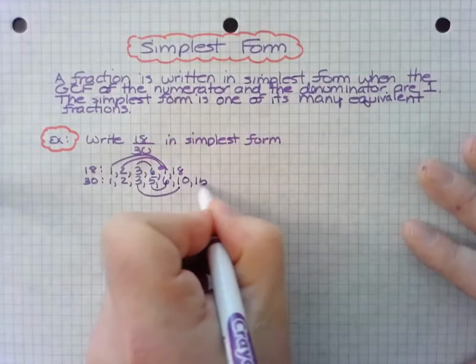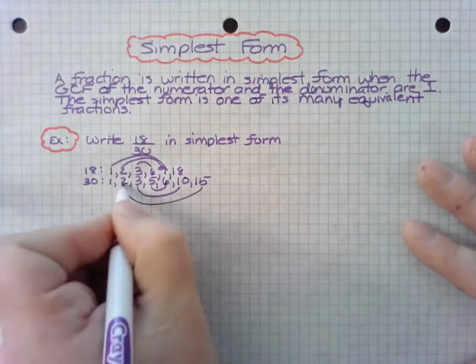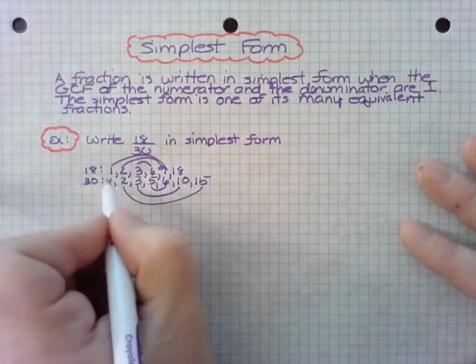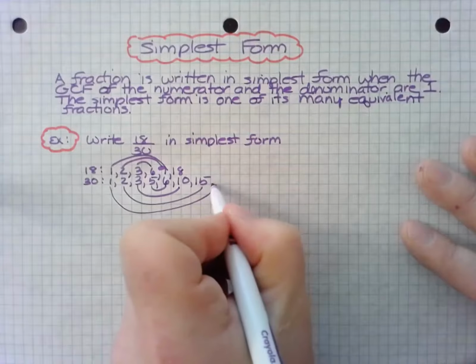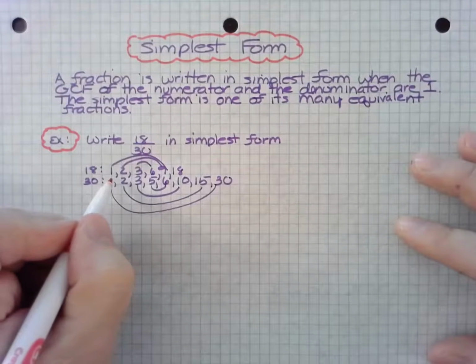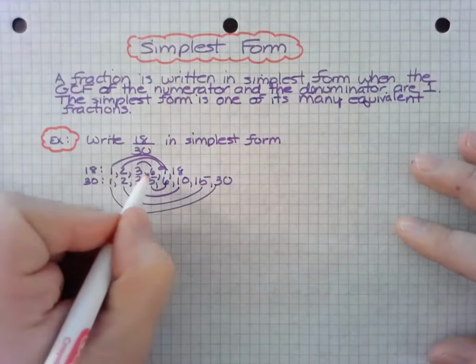2 times 15 is 30. Think of that as the clock in two 15-minute increments is 30. And then 1 times 30. And notice that the greatest common factor is 6.